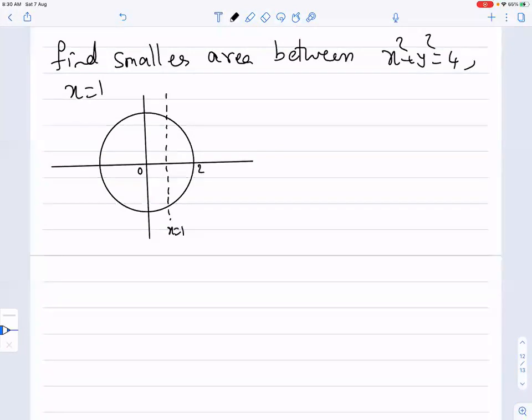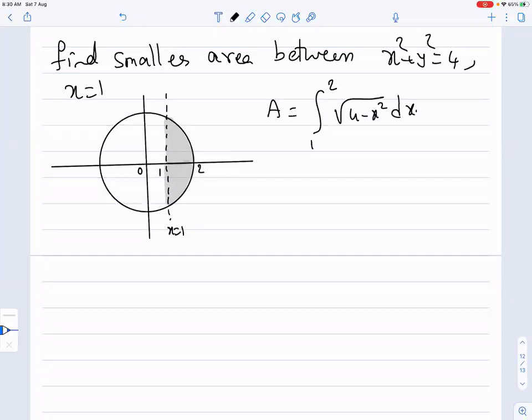We need the shorter area, that is, the smaller portion of this area. That means we need this area 2 times. Correct? Below and above, yes or no? Yes, sir. So how do we find it out? This is 1. I will take the area under the curve. Now, area will be what? Integral 1 to 2. The upper portion of the curve is y dx, right? y is square root of 4 minus x square dx.